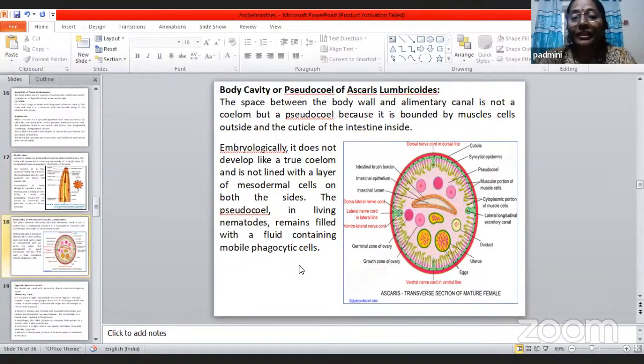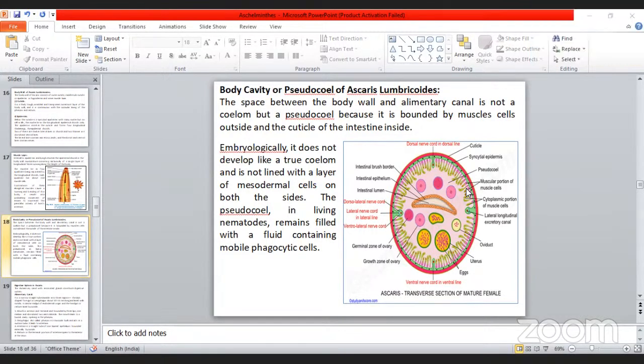And the body cavity, we talked about, is a pseudocoel. The whole thing inside is a pseudocoel, where all the different parts are present. The picture of the reproductive system of the female, a transverse section of a mature female, is shown here. The white colored portions are the pseudocoel, and this is the muscular portion. As I said, what is the shape of the muscles in Ascaris? What is the shape I told? Is it columnar or cuboidal?